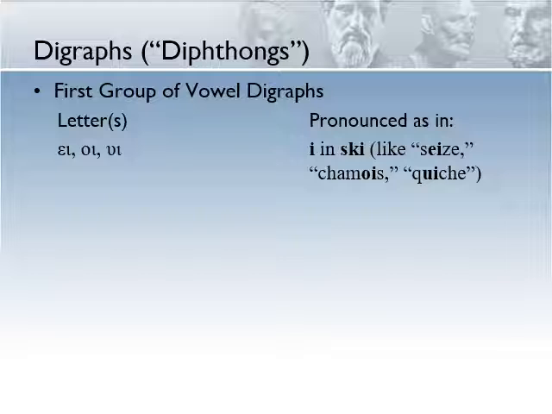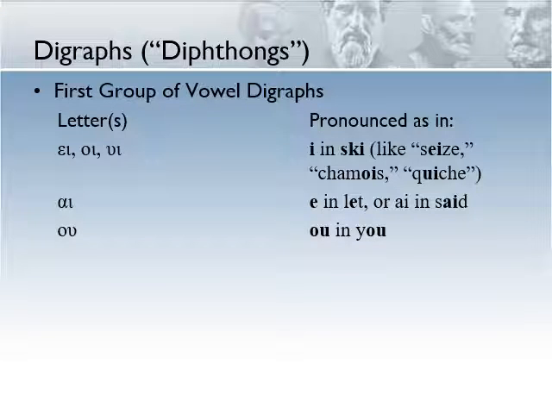Another combination here in this first group of vowel digraphs will be alpha iota. And as we said previously, these, when they occur together, are pronounced like E in the word let. Or to help you remember the AI, the alpha iota, think of AI in the word said. AI looks like alpha iota, and in the word said in English, AI is pronounced E. For omicron epsilon, you can think of the OU in the word you. So this is the first group of vowel digraphs.